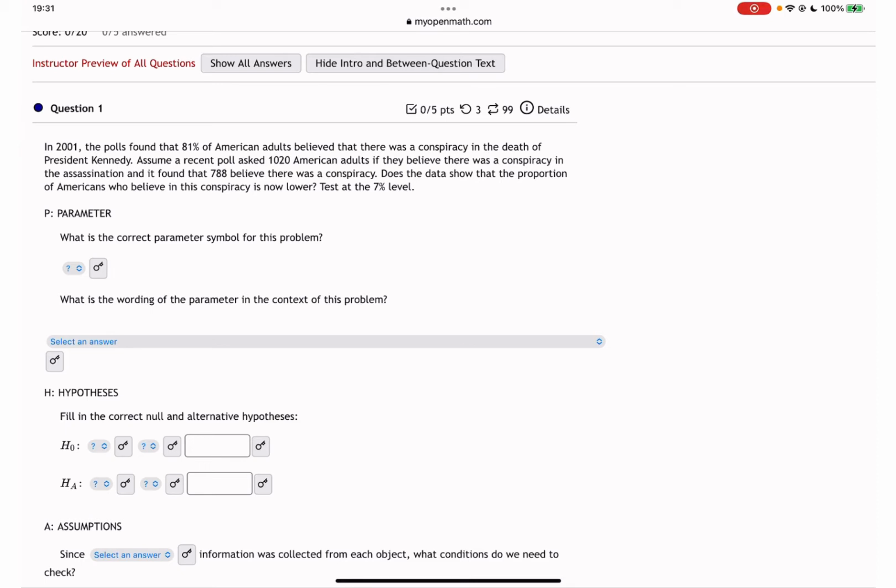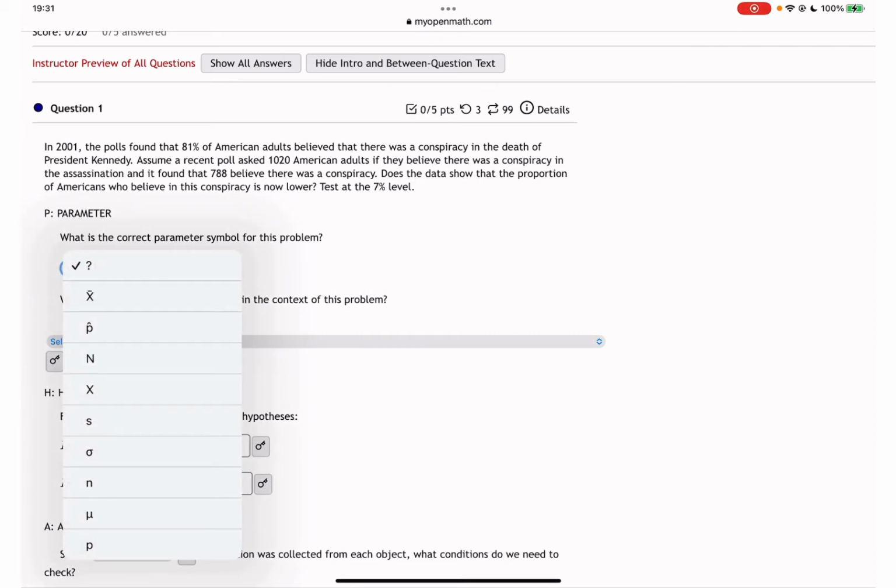What is the correct parameter symbol for this? The parameter symbol in this case is going to be proportion, and the proportion for a population parameter is P.